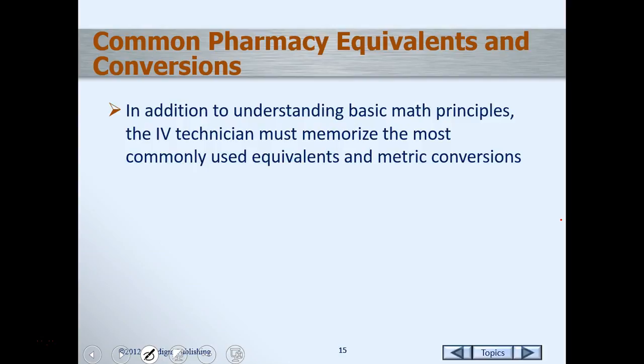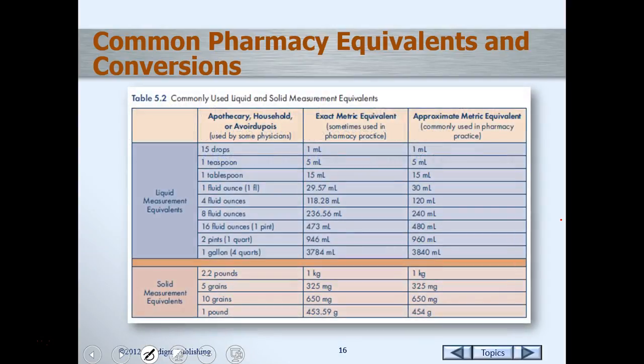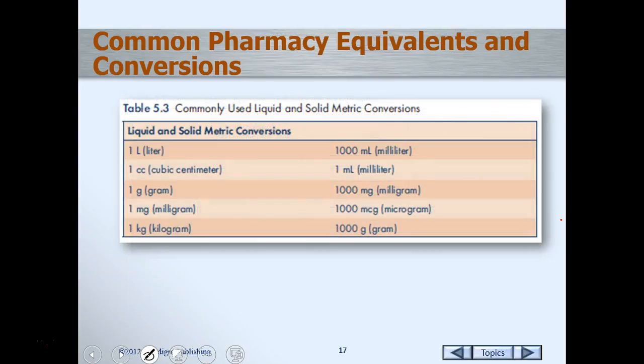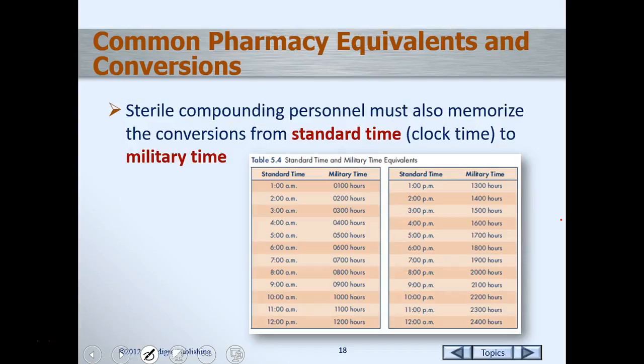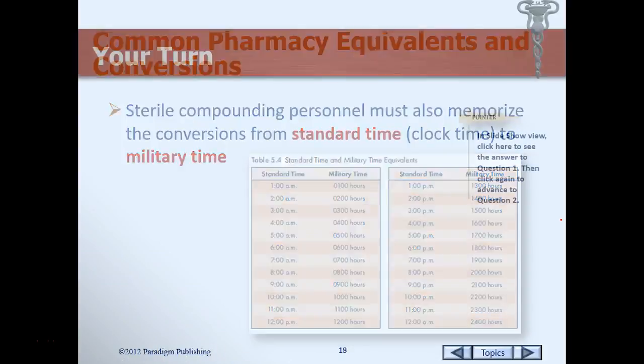In addition to understanding basic math principles, the technician must memorize common equivalents or metric conversions. So your textbook has several charts, and most of these you learned in math and practice in 102 and 106 as well. So like 1 teaspoon is 5 milliliters, 30 milliliters is 1 ounce, and so on and so forth. 1 liter is 1,000 milliliters. Also important is your standard and military time conversions. We document using our international or military time.